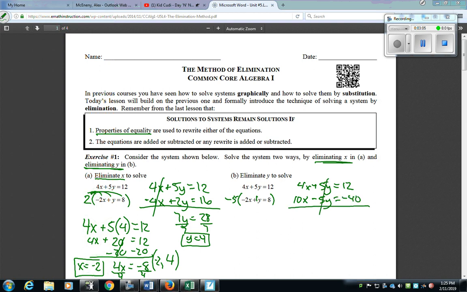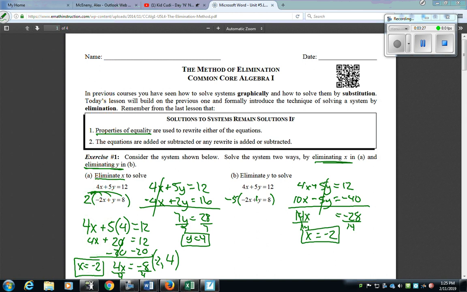Now I end up with 14x on the left column equals negative 28. And again, if you're typing this in the calculator, this is going to be 12 minus 40. Divide by 14, and then x is negative 2.